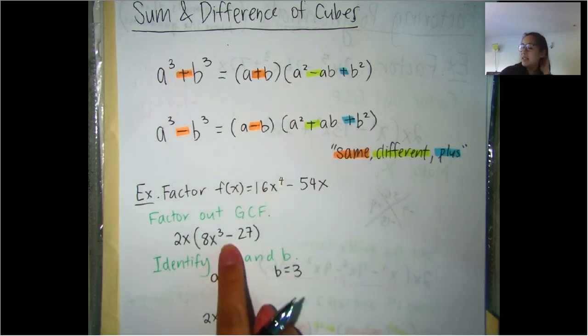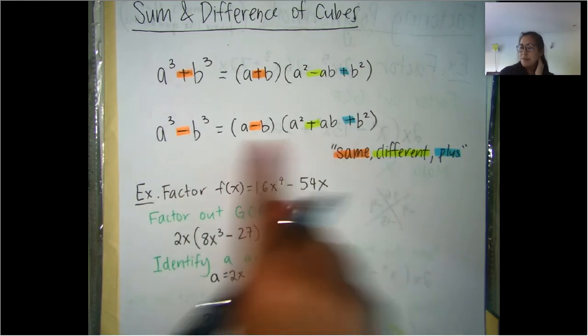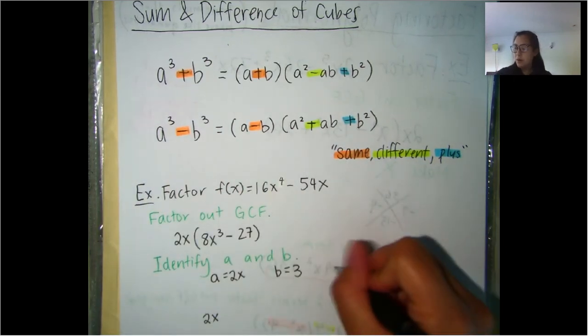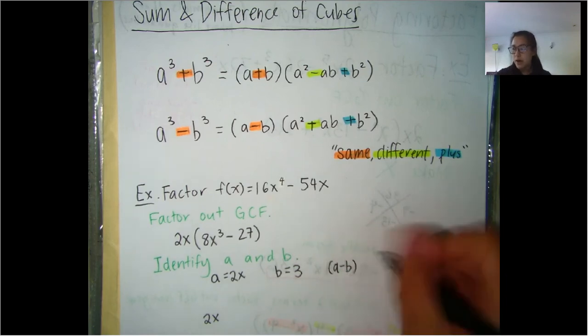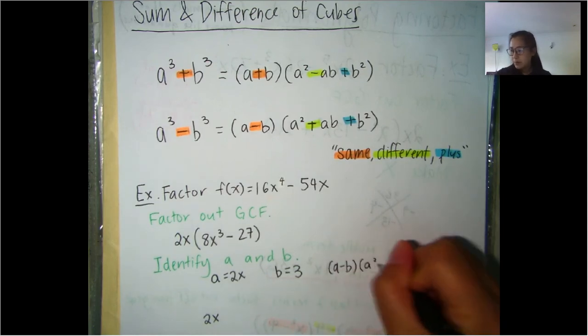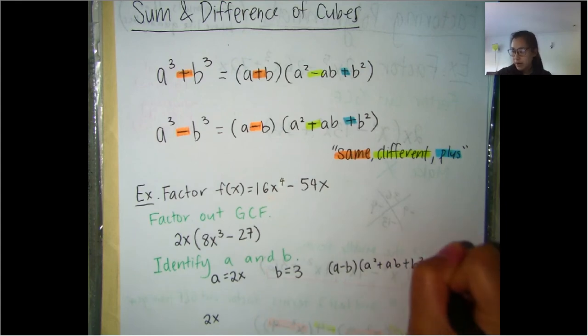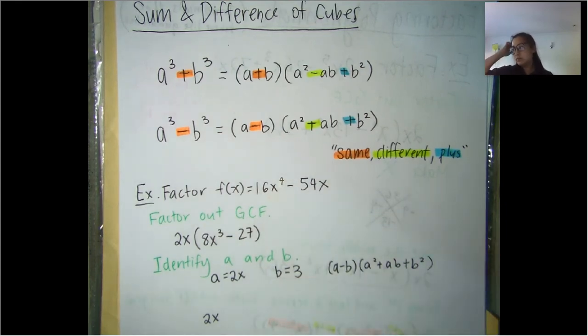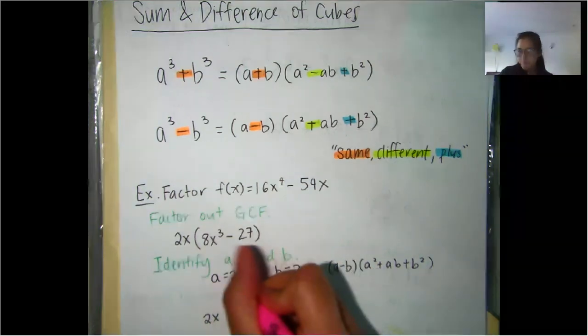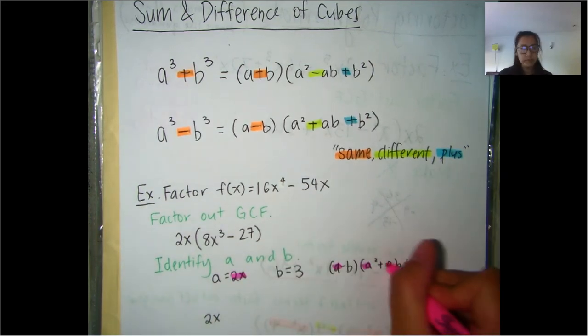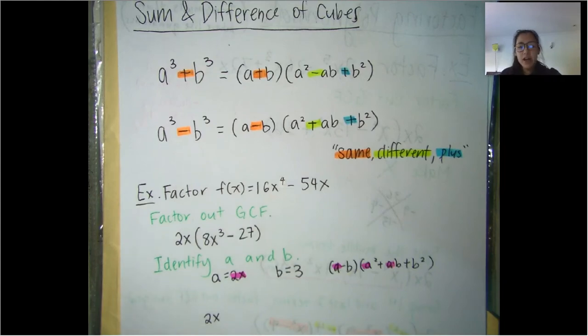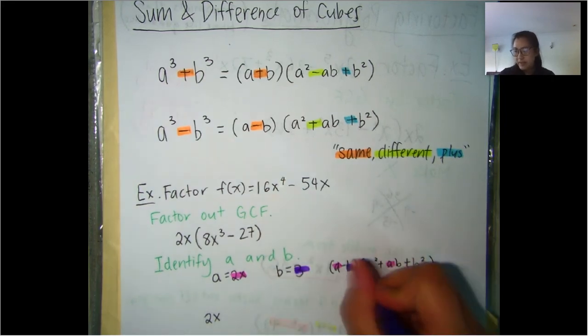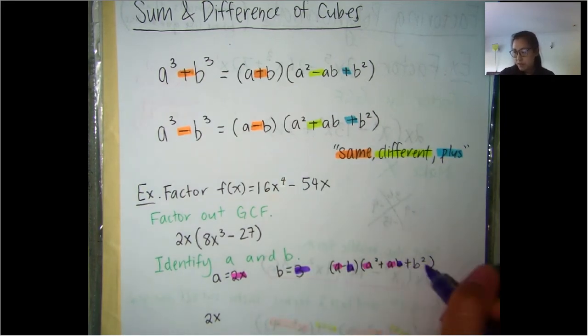Since this is a difference, we're going to be using this formula right here. Remember what we're using is A minus B, times A squared plus AB plus B squared. What I want to do is write 2x where all the A's are, and write 3 where all the B's are.